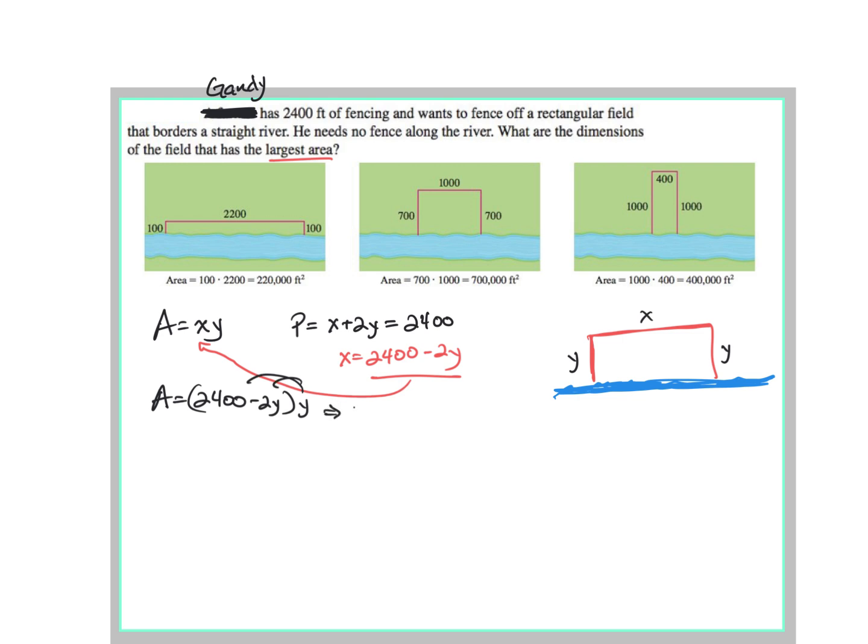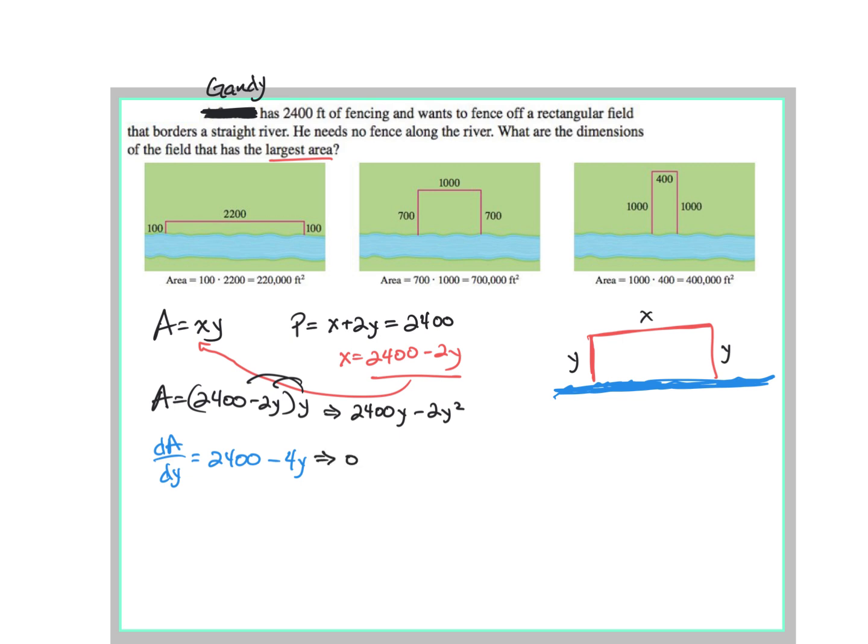And so now I have 2,400y minus 2y squared. And so now I'm going to take a derivative. How do I notate taking this derivative? dA/dy, because now we're in terms of y. And so now what is my derivative? 2,400 minus 4y. And so now after I take my derivative, I'm going to set it equal to 0.